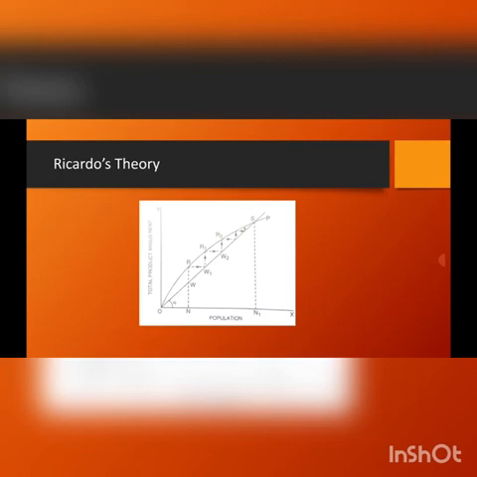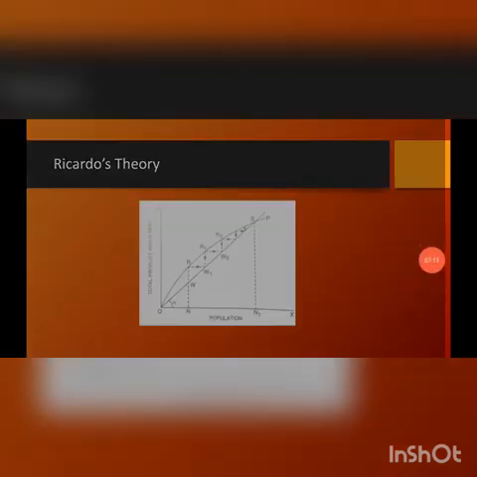So the Ricardian theory thus demonstrates that the share of rent and wages tends to increase while that of profit falls with the growth of a capitalist economy.